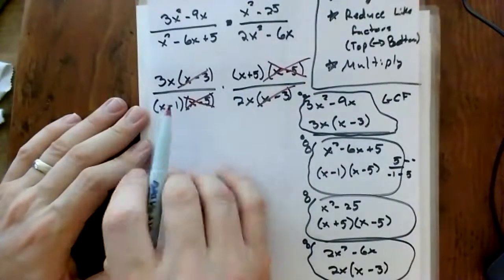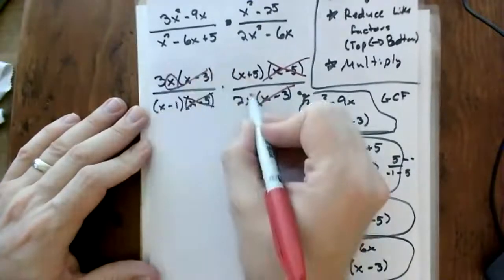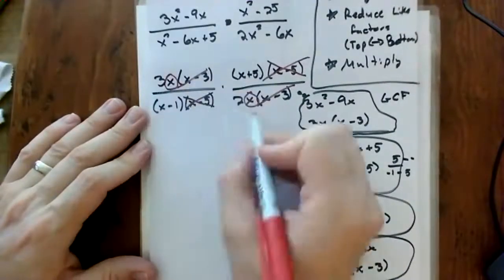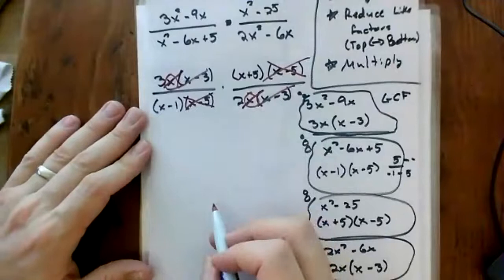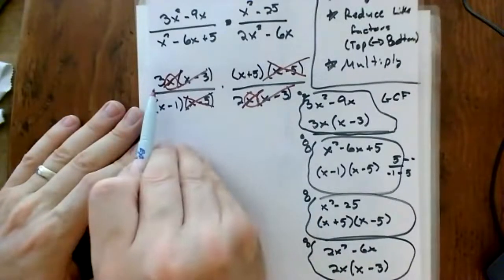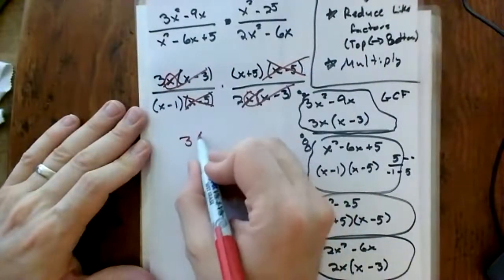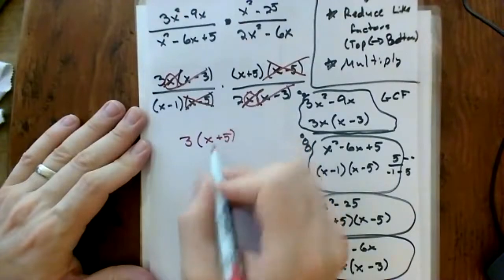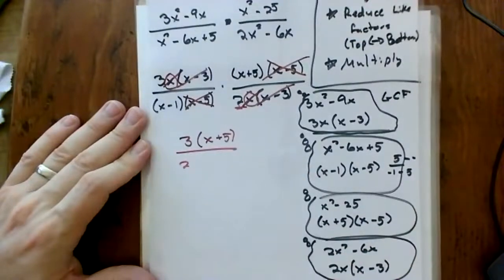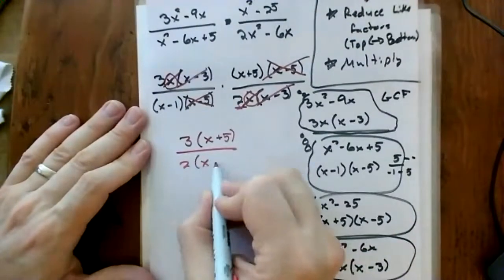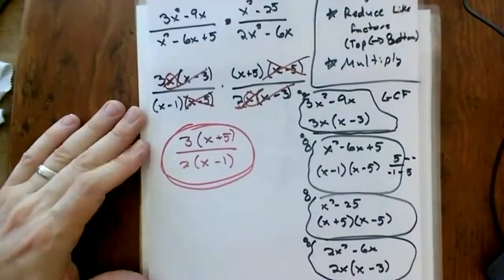Something that might take us a moment to spot is I've also got an x right there. X over x, x divided by x, is still 1. So that is also a common factor. So what I've got left here is I've got a 3 and my x plus 5 up top. Down below I have this 2 and x minus 1 down below. And that right there is going to be our answer.